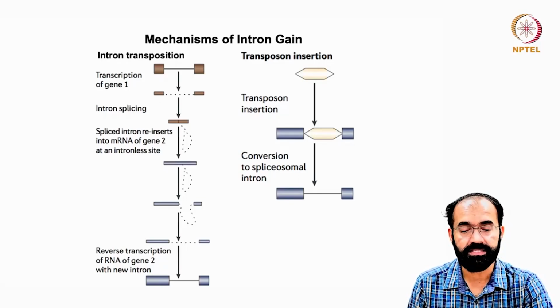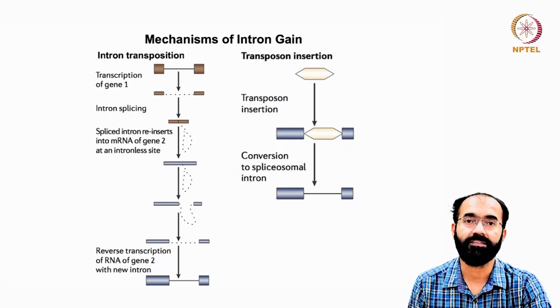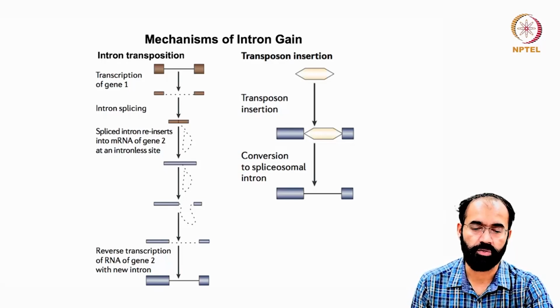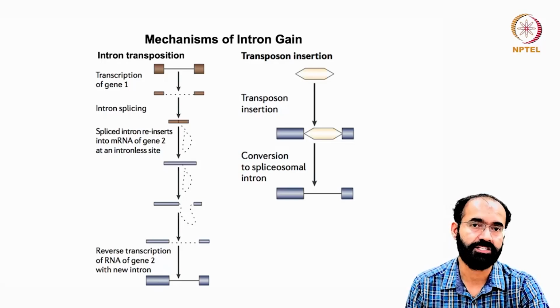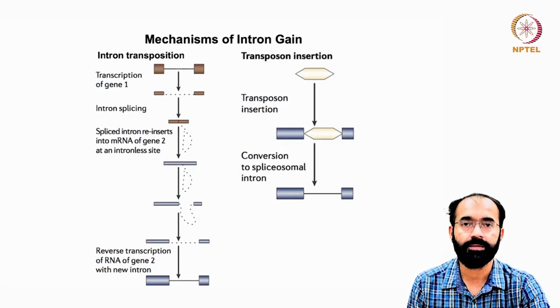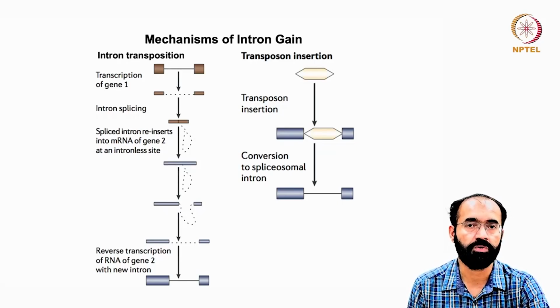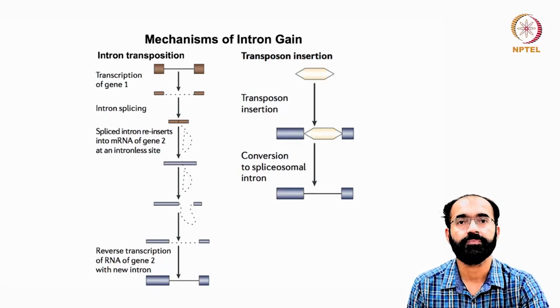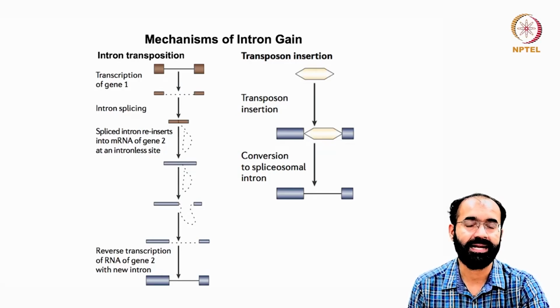And this inserted transposon need not have any features of an intron. So this should gradually get converted into a spliceosomal intron. Like I told you in the previous example also, any junk DNA or non-useful or not so helpful DNA fragment present in the nucleus of a cell, it can integrate randomly anywhere.